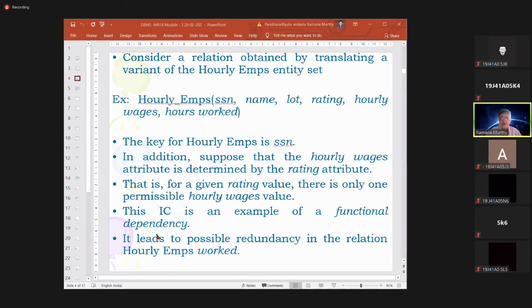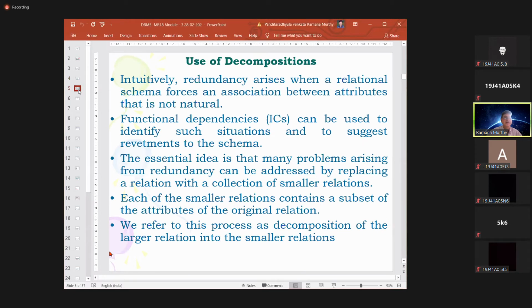If you are repeating this rating and hourly wages along with all employees, definitely either rating is duplicated or wages is duplicated. We are storing the same information repeatedly in the same table. It is nothing but redundancy. For any rating, hourly wages is the same, but we are saving both pieces of information in all possible combinations in the table. That we are calling a redundancy.